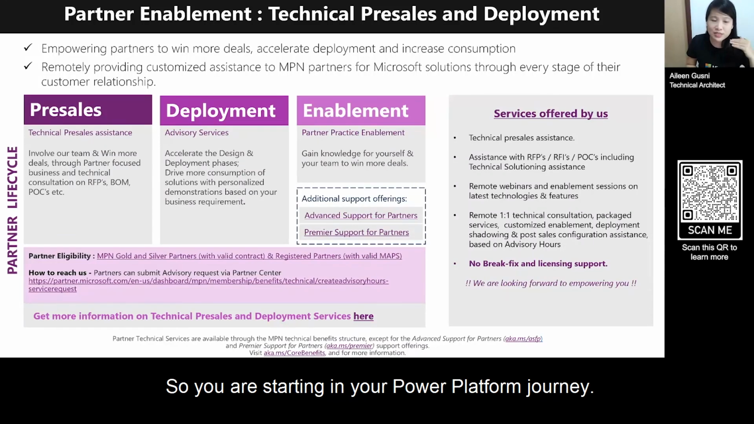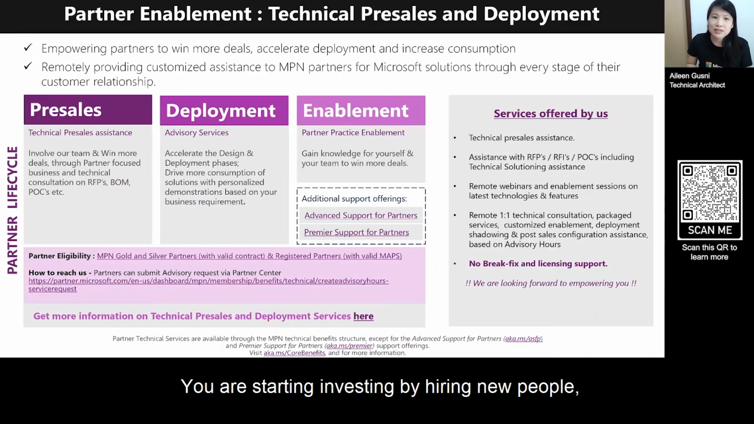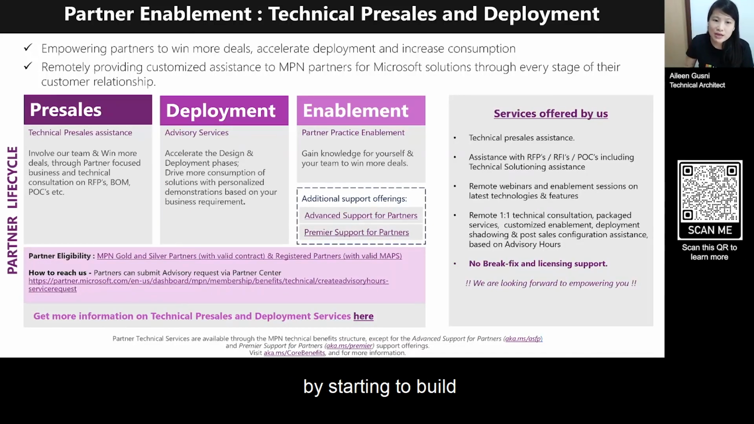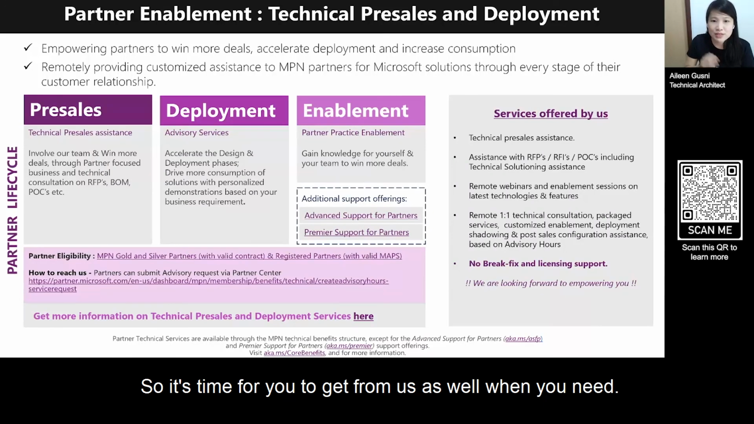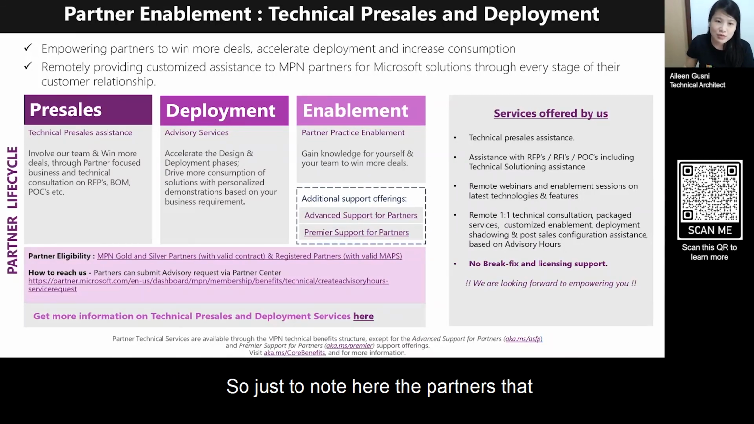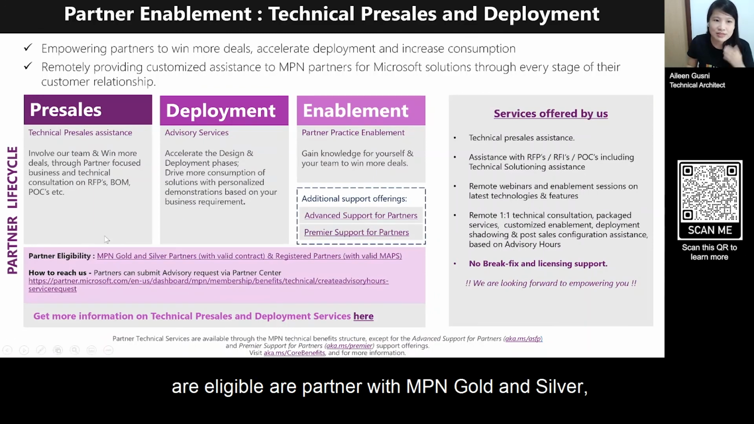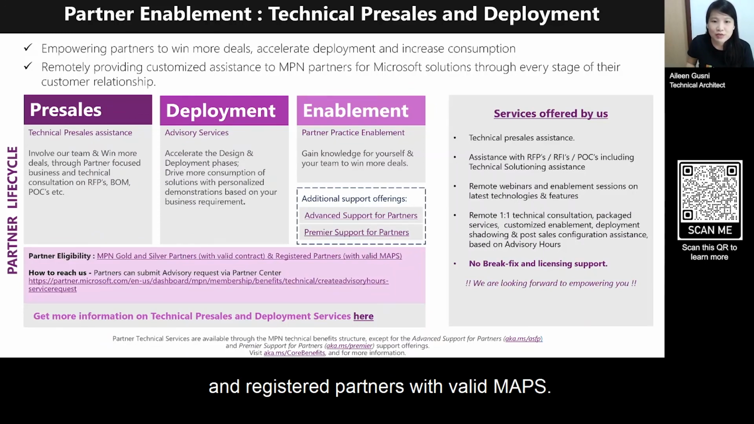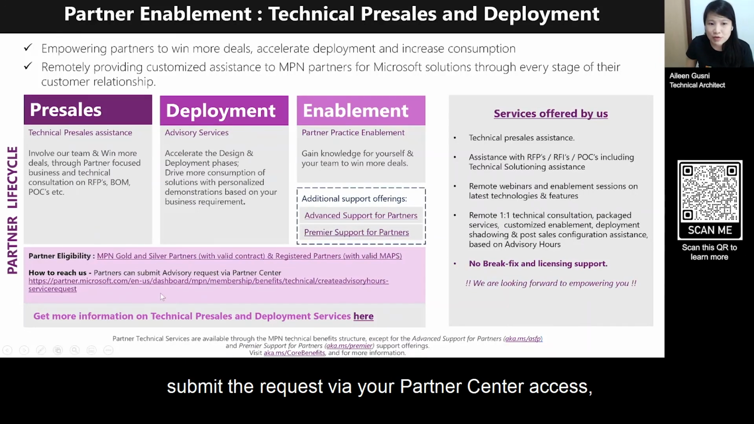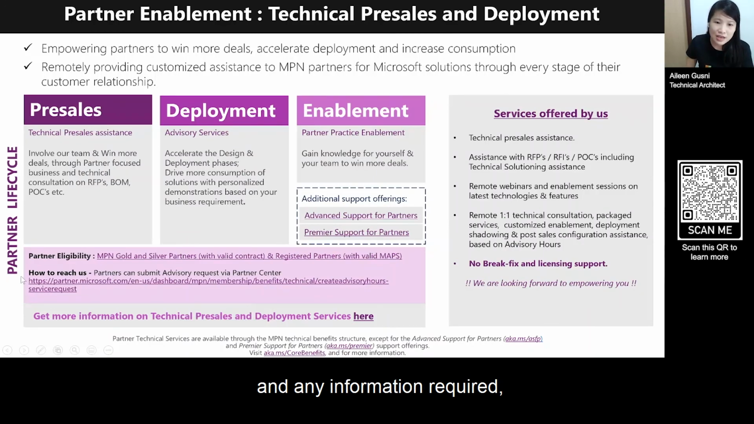So you are starting in your Power Platform journey. You are starting investing by hiring new people, by starting to bid in the projects as well. And then you start investing in selling. So it's the time for you to get support from us as well when you need. So just to note here, the partners that are eligible are partners with MPN Gold and Silver, and of course with a valid contract and registered partner with valid MAPS. And you can reach out to us by submitting the request via your partner center access, and for any information required, you can go to this link.